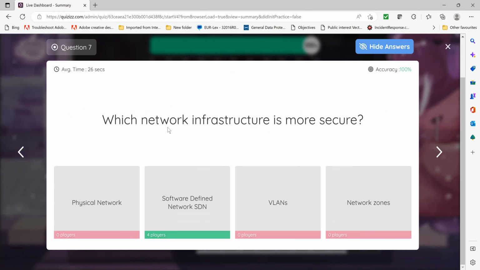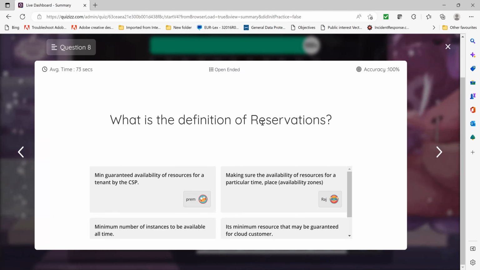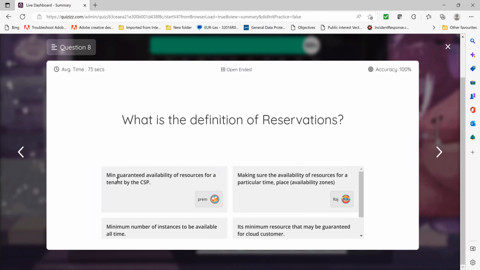Which network infrastructure is more secure? I think all of you answered correctly, and this is the right answer. What is the definition of reservations? Aha, this is very important. Minimum guaranteed available reserve, this is the right answer. No, it is not related to zones. It is not related to anything. It is the guaranteed availability of minimum resources for the cloud service customer.